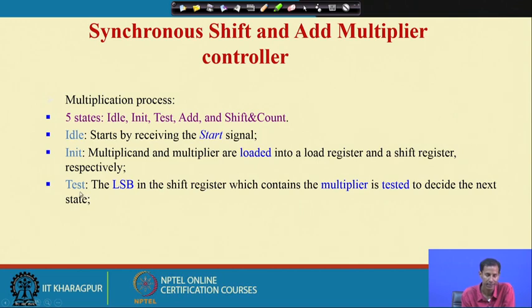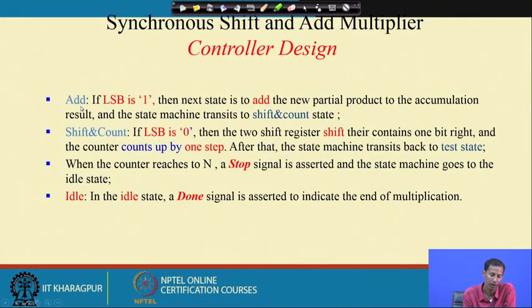Then in the test state, the LSB in the shift register, which contains the multiplier, is tested to decide the next state. Okay. So, if LSB is 1, then the next state is to add the new partial product to the accumulation results, and the state machine transits to the shift and count state.